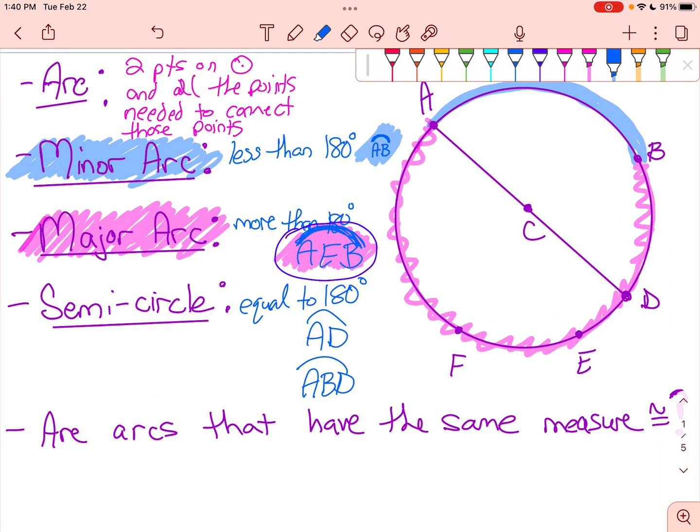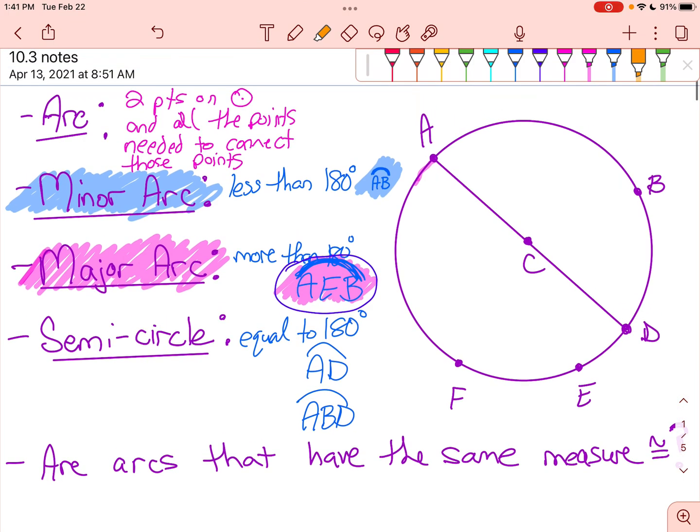And then we have a semicircle. A semicircle is exactly equal to 180 degrees. If I was talking about semicircle AD, it wouldn't matter which way you go, because AD going this way and AD going this way are both 180 degrees. If you wanted me to go in a specific direction, you can tell me to go, for example, from A to B to D, and that tells me you're specifically looking at that part of the semicircle, okay?